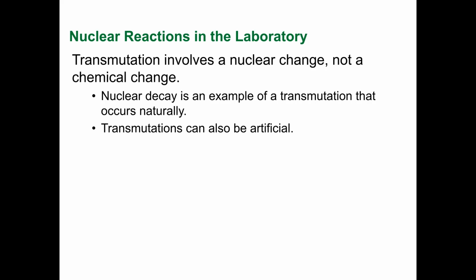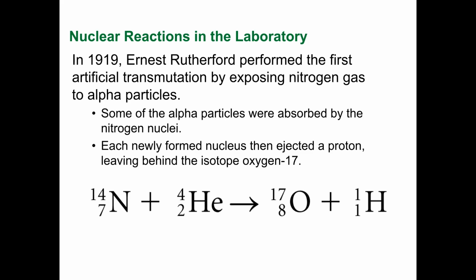So nuclear decay is an example of a transmutation that occurs naturally. That's the emission of extra particles that don't belong. But transmutations can also be artificial. We can force that. Now we can with the technology that we have. So in 1919, Rutherford performed the first artificial transmutation by exposing nitrogen gas to alpha particles. Some of the alpha particles were absorbed by the nucleus or nuclei of the nitrogen, and each newly formed nuclei then ejected a proton, leaving behind an isotope of oxygen.